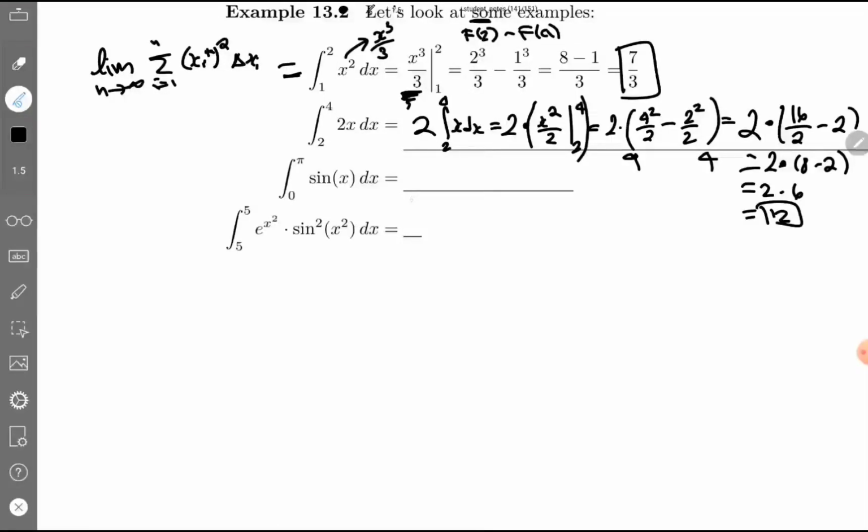Two more examples. Actually, no, we'll stop here. We'll stop here and then I'll go over the next 2 examples on Monday. So you have a little break to think about this.